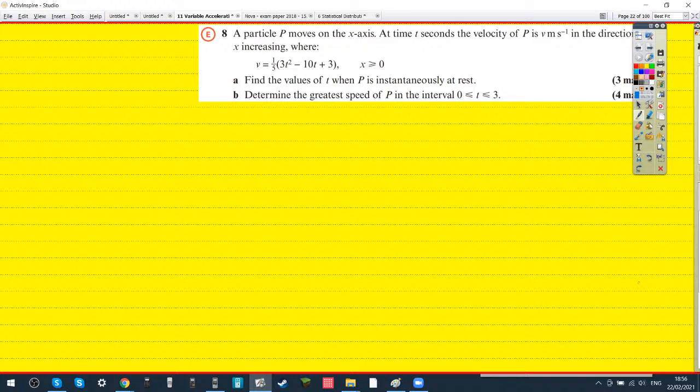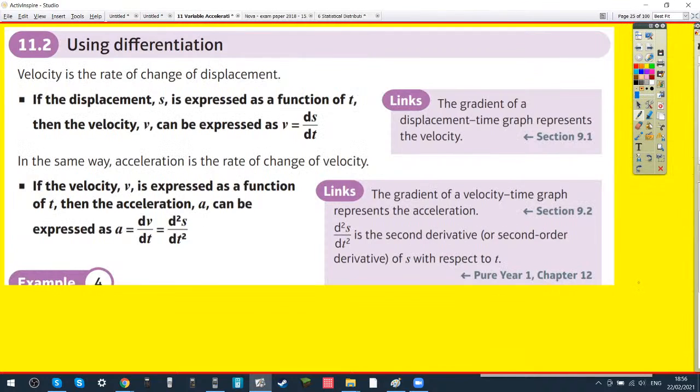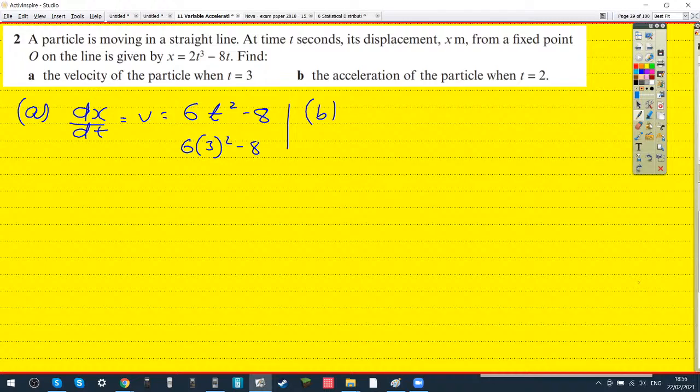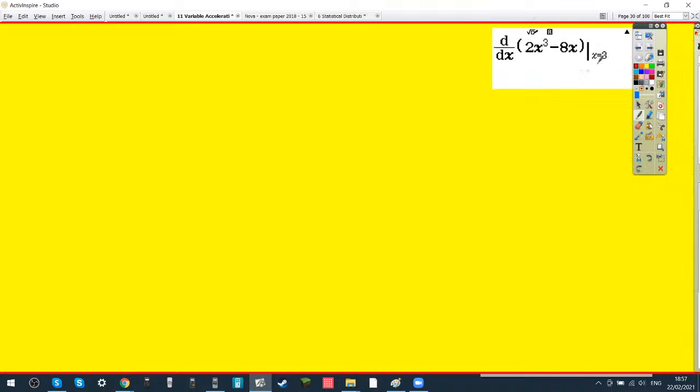Let's see. Find the values of t. What's this? The rest? Greatest speed. How would we do part B? So I think I need to do the double derivative and then sub in 2 for t. So we already have one derivative. And so if I do 12t and then sub in 2, I think it would just be 24. That is 24 meters per second squared.